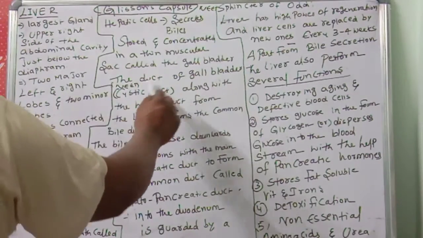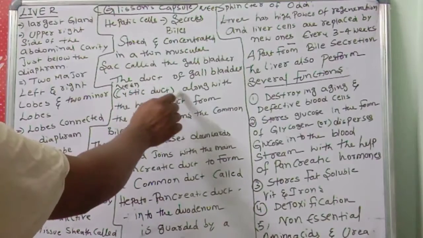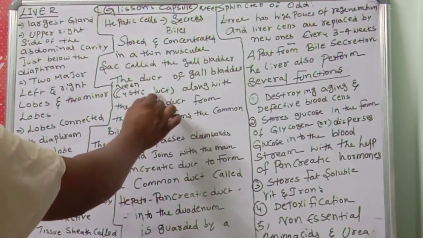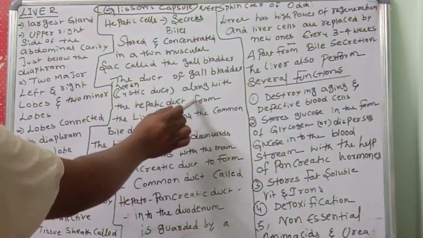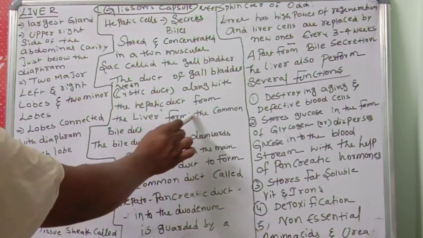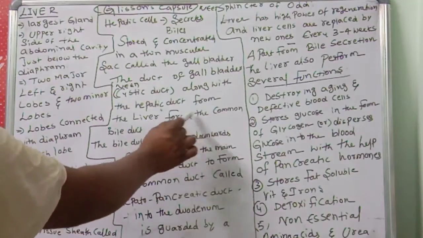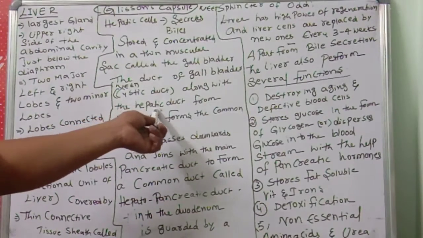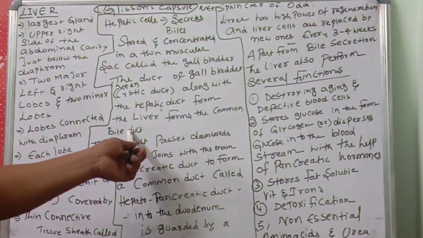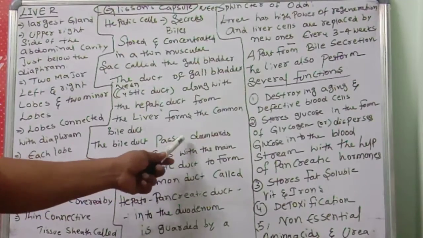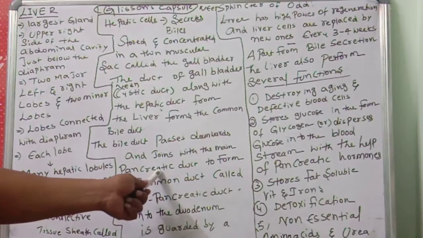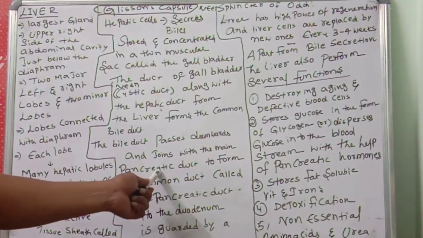The duct of the gallbladder is the cystic duct. Along with the hepatic duct from the liver, the cystic duct forms the common bile duct. The common bile duct passes downwards and joins with the main pancreatic duct.